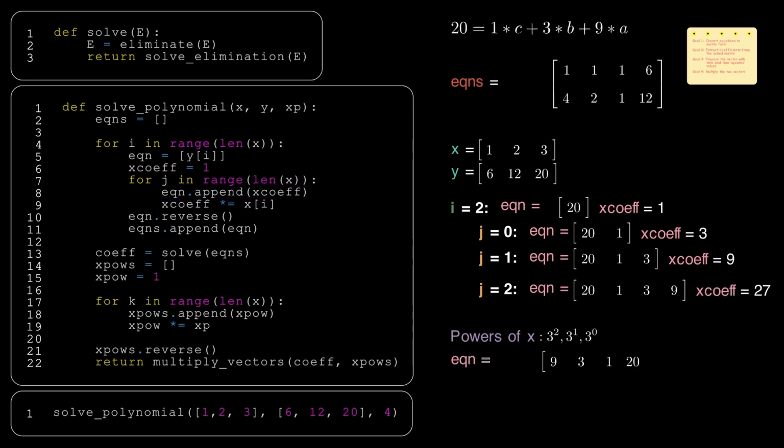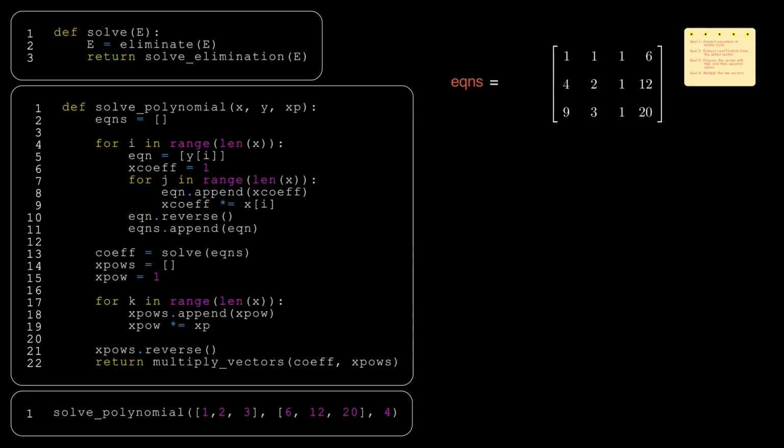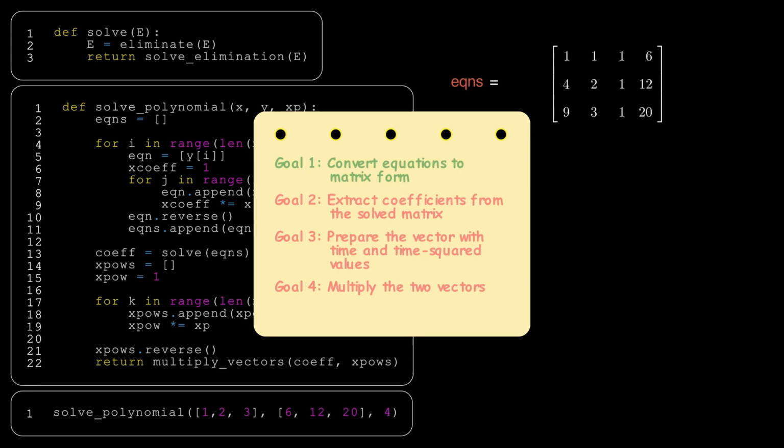We then reverse the equation and add it to the equations. We have achieved our first goal and successfully created the equations in matrix form. Let's proceed towards the next goal.